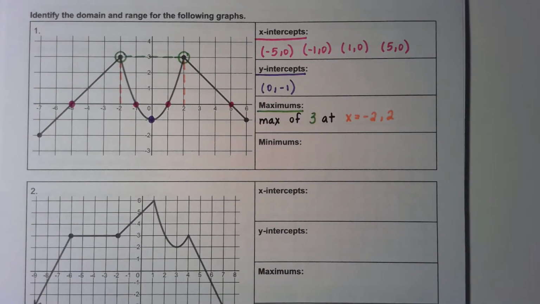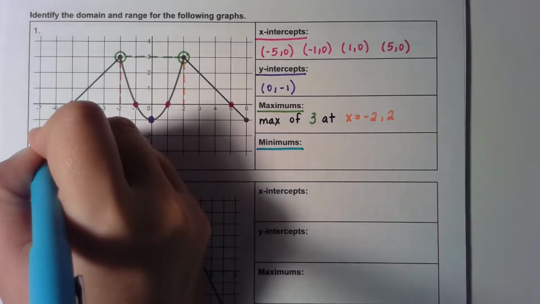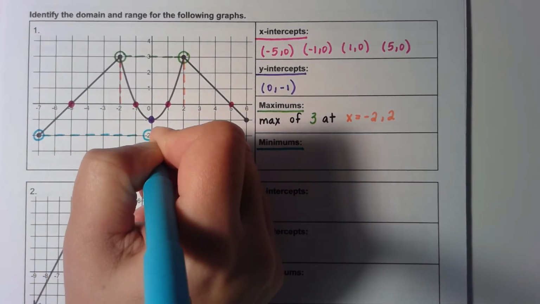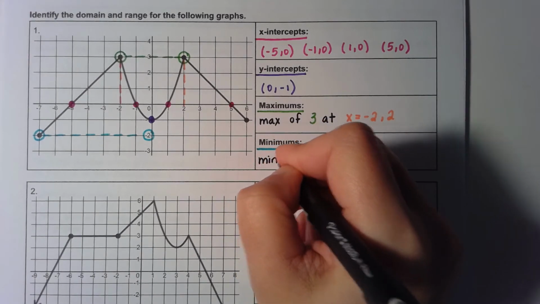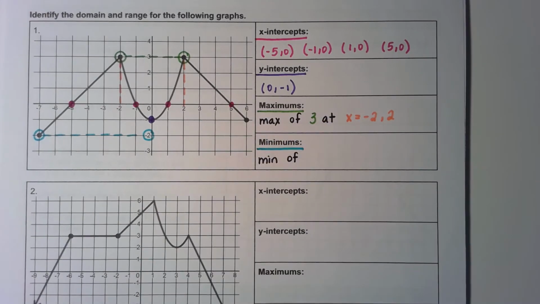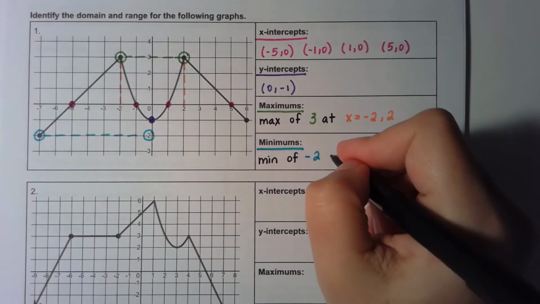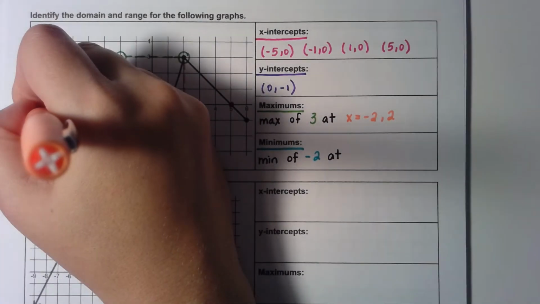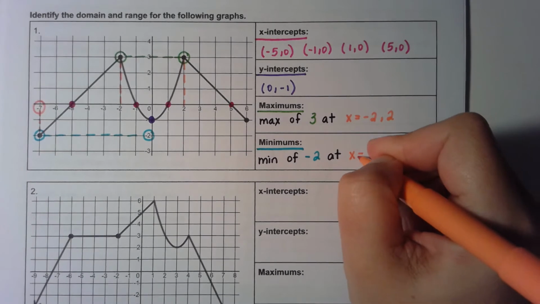The minimum is going to be the lowest the graph goes. So in this case, the lowest the graph goes is right here, and that's going to be a minimum of -2 at x equals -7. That's the x coordinate.